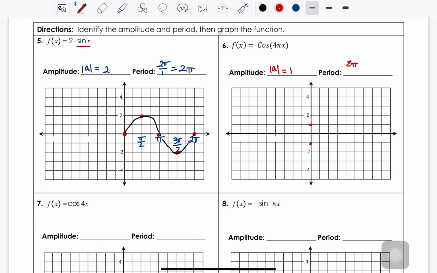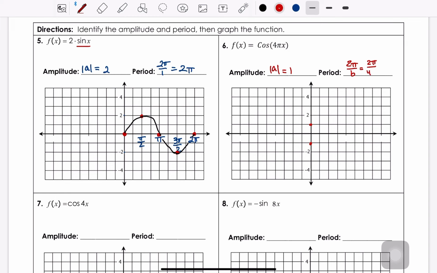And then the period is 2 pi divided by, for those of you who forgot, b. B is, again, whatever's in between your trig function and x. And in this case it is 4 pi.